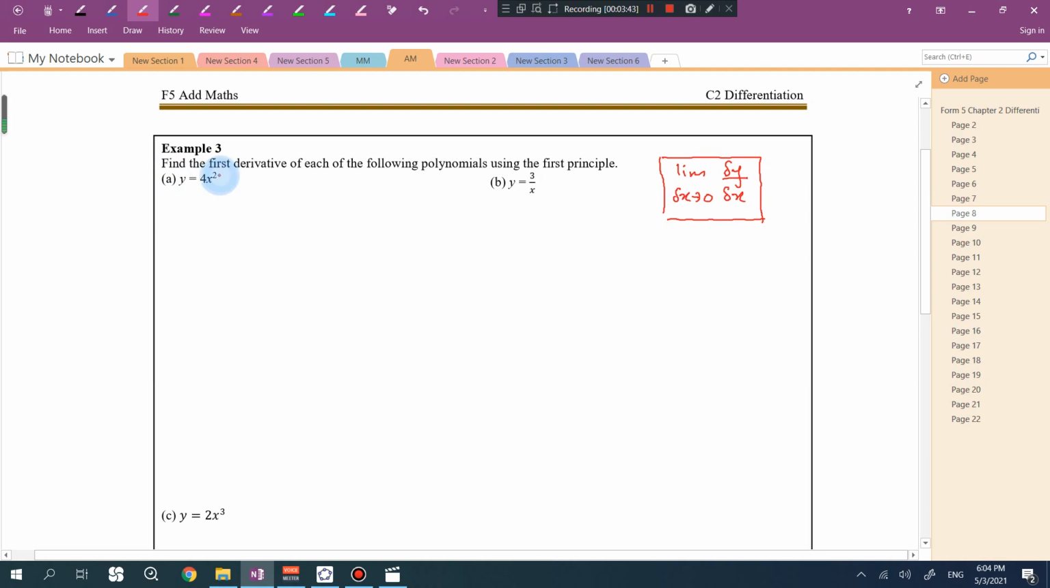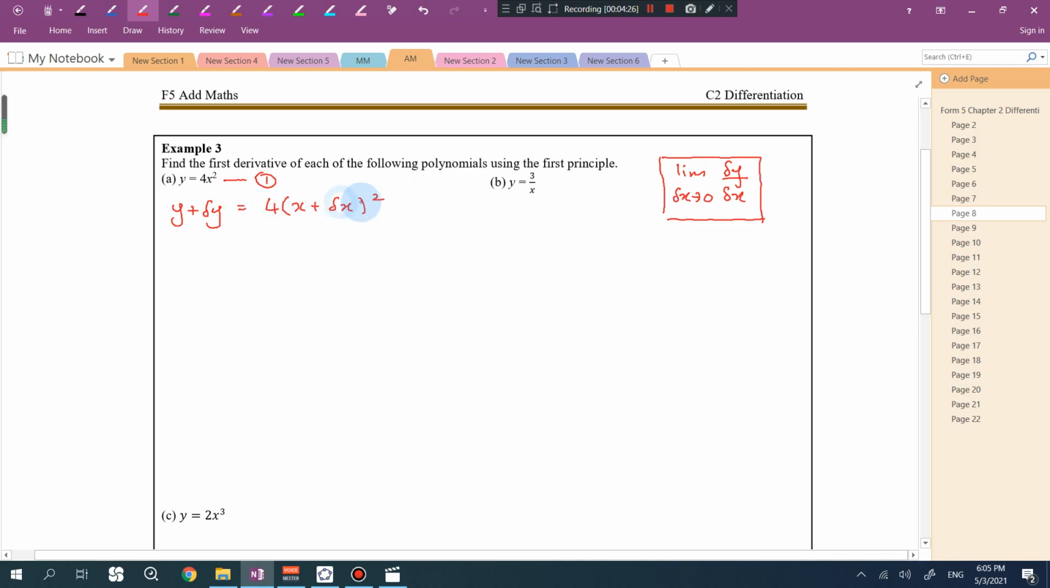Y is equal to 4x squared. We want to find the first derivative. Actually, we can get the answer really fast by using a formula. But since the question asks us to use the first principle, we have to follow the requirement of the question. We just let it be the first equation. So when the point moves a little bit, we can represent it by y becoming y plus delta y. And the x here will become 4. Okay, be careful, don't write this way. But we have to write this way: x plus delta x, squared.